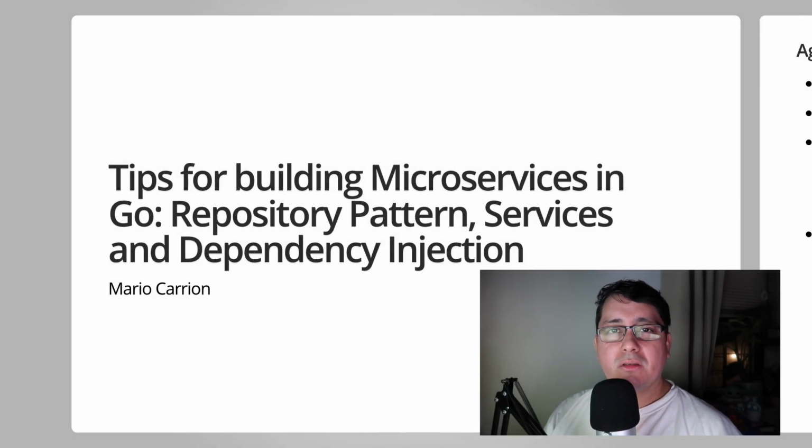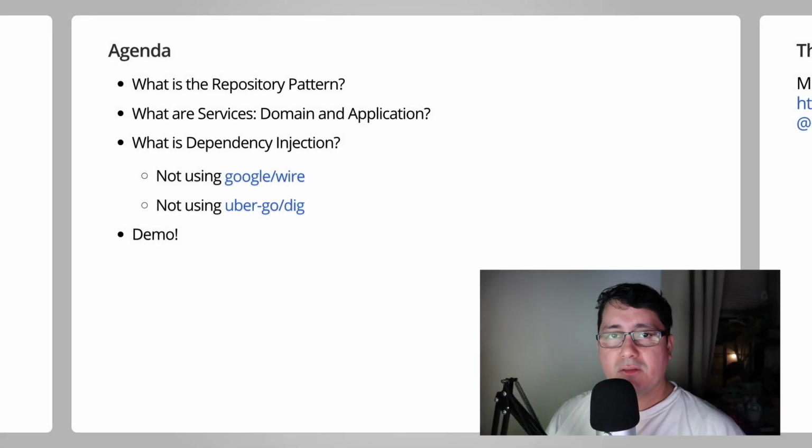Welcome to another video. In today's episode, I will be sharing with you another tip for building microservices in Go, specifically the repository pattern, services, and dependency injection. This video is using as a reference the previous one I recorded that was covering domain-driven design and the project layout. The link to that one will be in the description if you haven't seen that one yet.